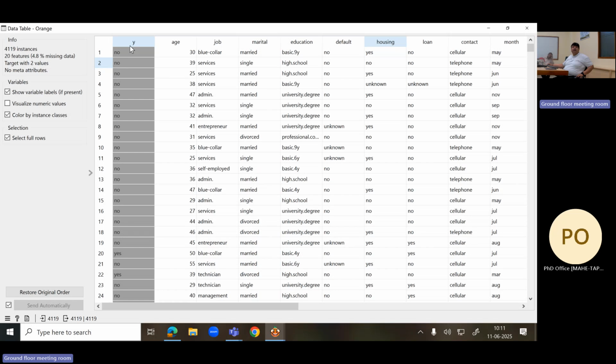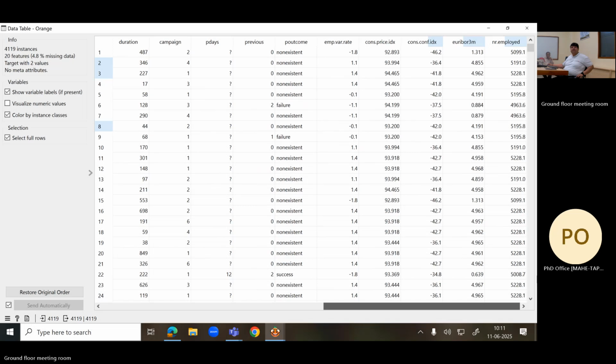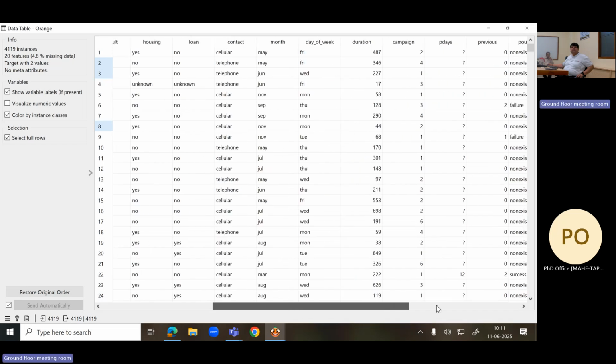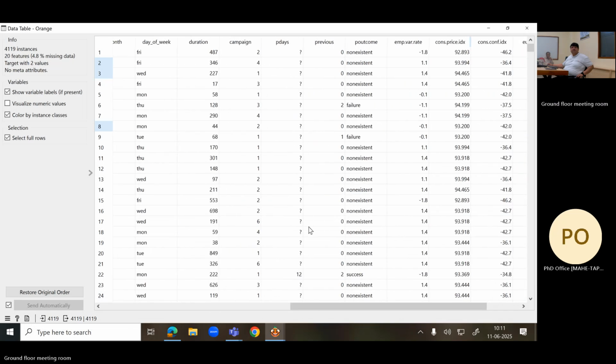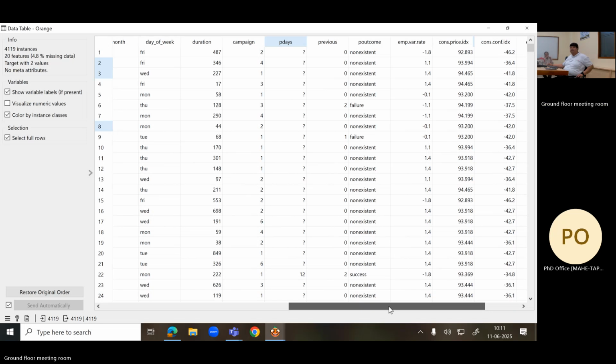Okay, so you can see they have a dependent variable called y, which has values as no and yes, so a target with two values. Interestingly, they also have some missing data, 4.8% missing data. So what is that missing data they have? Some P days. Wherever you see the question mark, that means it's missing data.